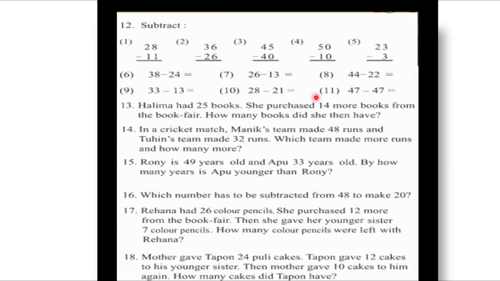If we see question number 11, we can see that 47 minus 47 is equal what? Dear students, you know that 7 minus 7 is equal 0, and then 4 minus 4 is equal 0. So the answer of question number 11 will be just a 0.